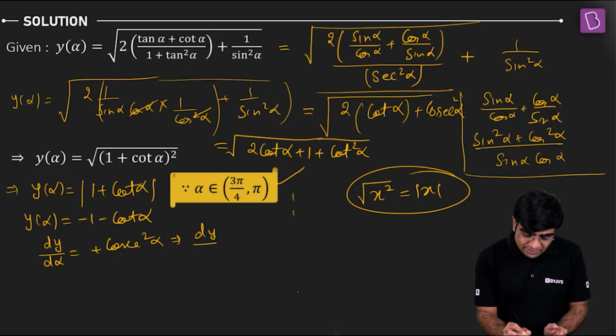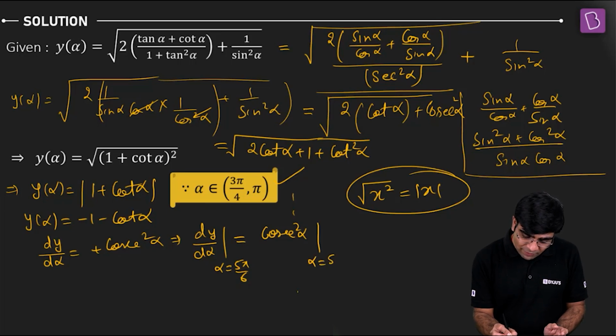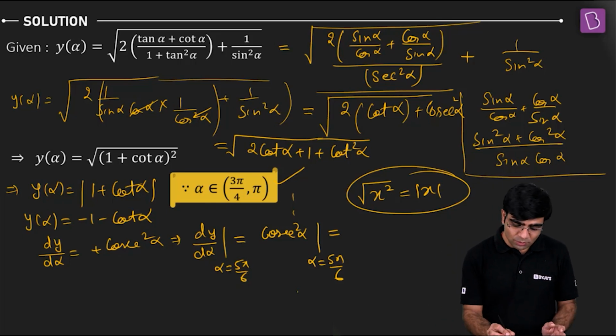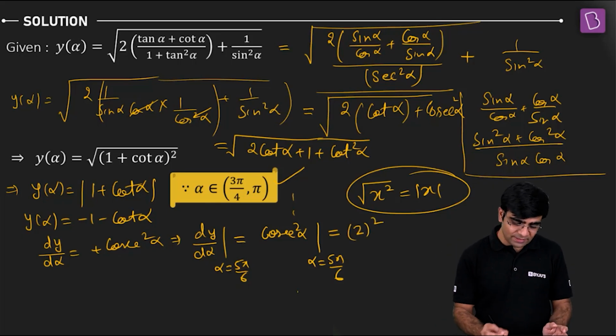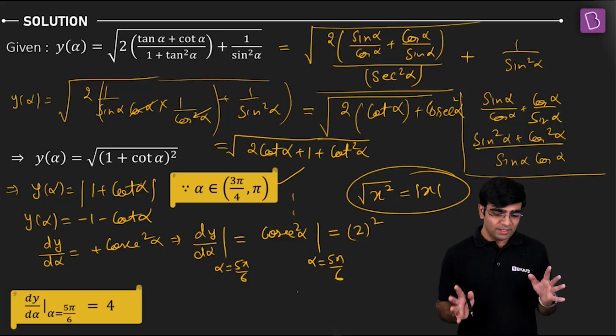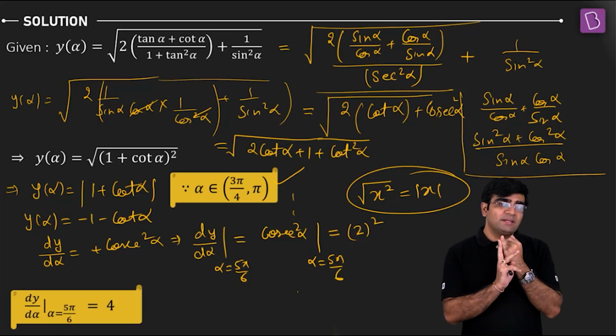So dy by d alpha at alpha equal to 5 pi by 6 is nothing but cosec square alpha at alpha equal to 5 pi by 6. And cosec alpha at 5 pi by 6 is what? 2. So this becomes 2 square. If it is 2 square, I can say that my answer will be nothing but 4. Right? Understood it? So there were two key takeaways.